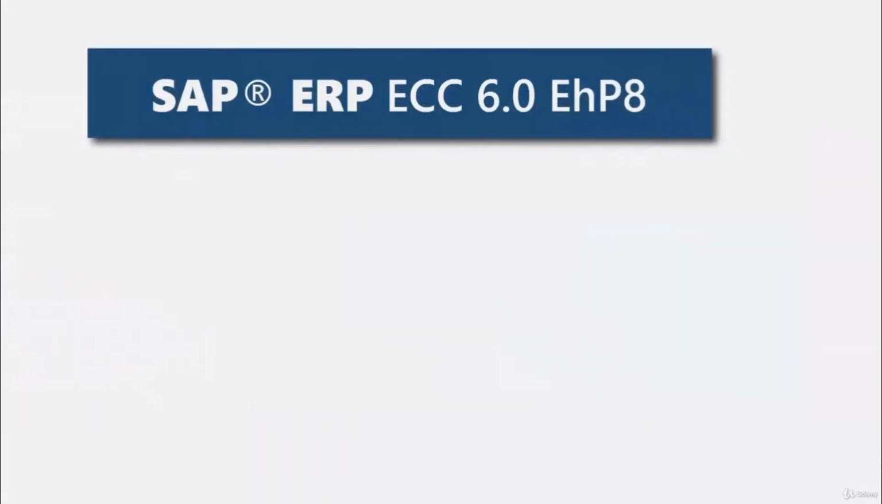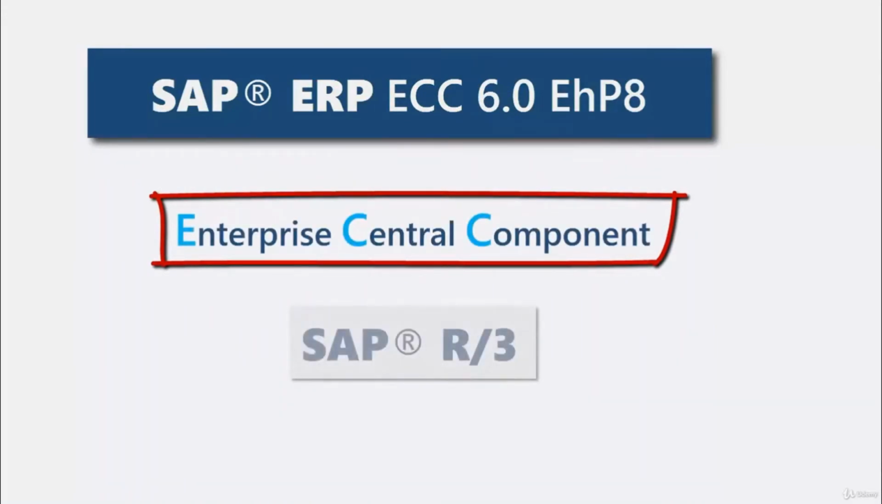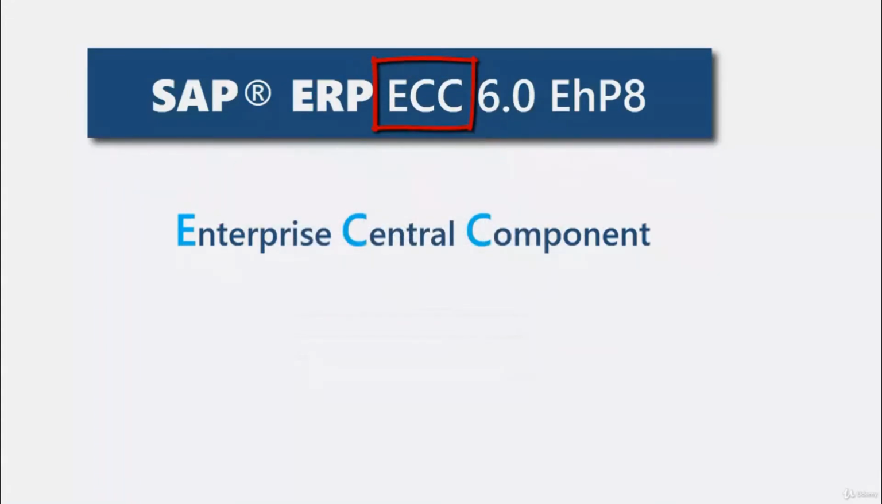After this short demonstration of SAP ERP's application areas, the acronyms of the product name will be explained. The full name of SAP's ERP system is SAP ERP ECC 6.0 EHP8. You already know the abbreviations SAP and ERP. Now, ECC is the acronym for Enterprise Central Component, and the old R3 merged into this further developed central component of the ERP system. The number 6.0 just indicates the version.